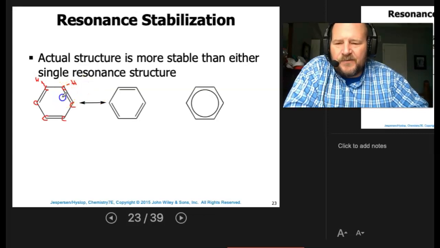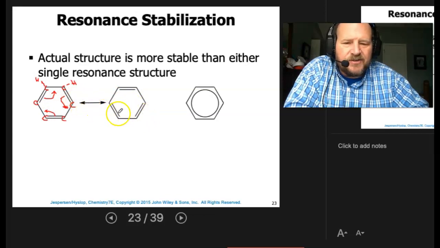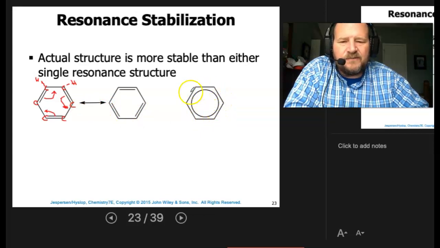Now here what we're doing is rotating the double bonds around the ring. That's going to give us 2 resonance structures. Rather than having 2 resonance structures, what we'll do is put a circle in the middle, saying that all these electrons are sort of resonating around this ring.